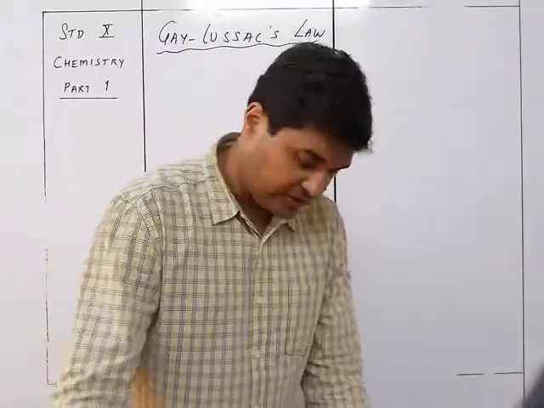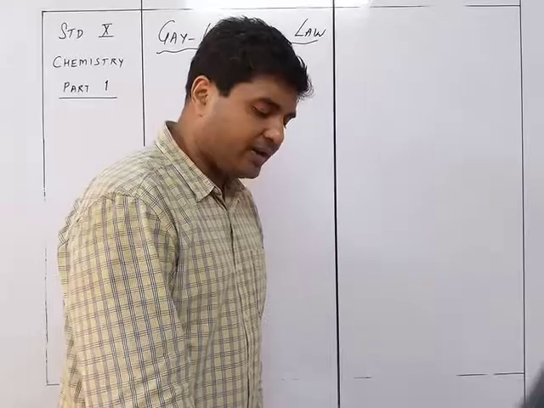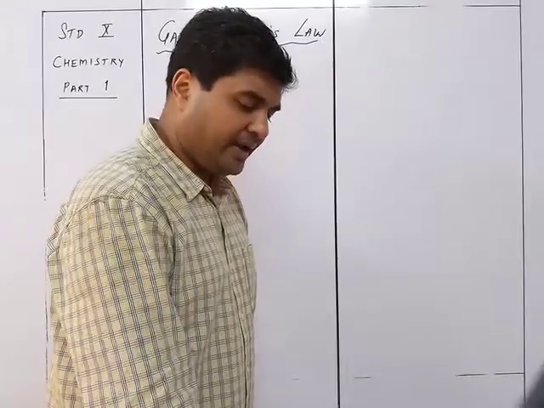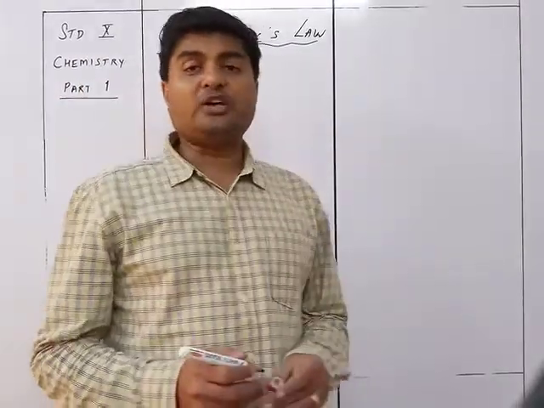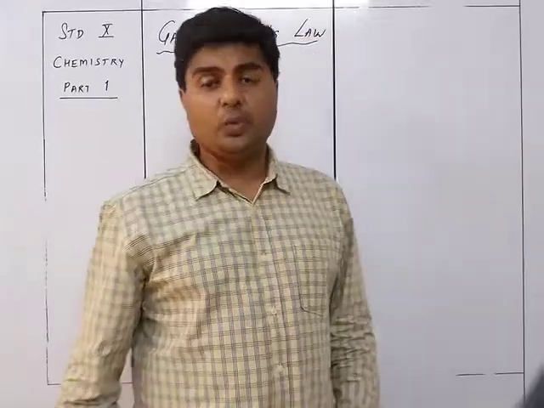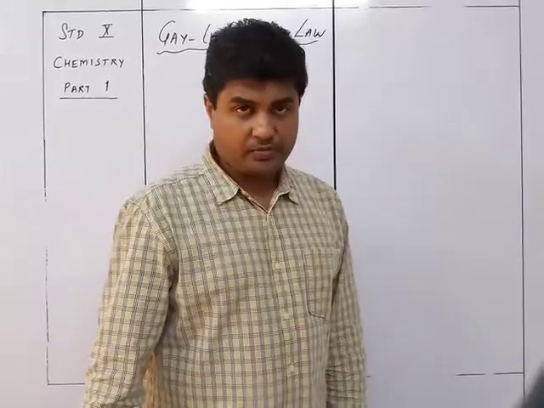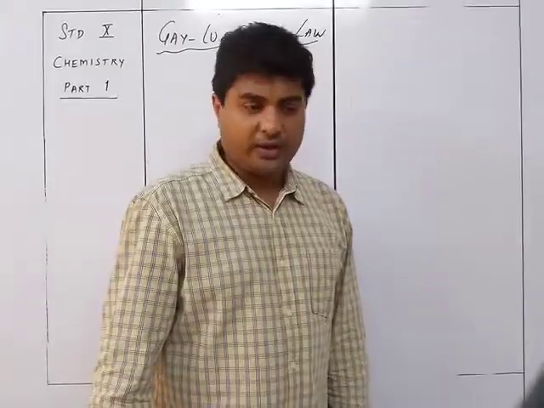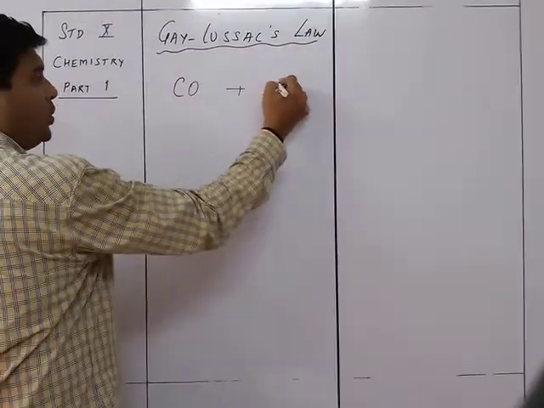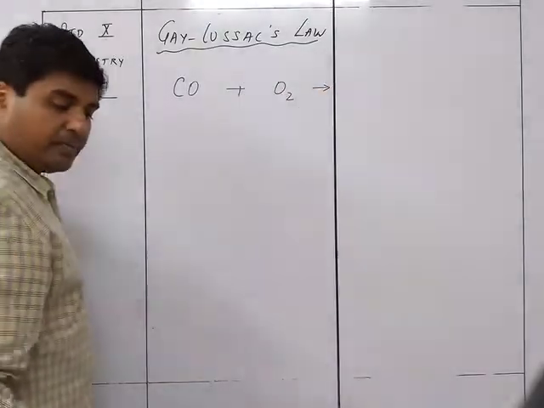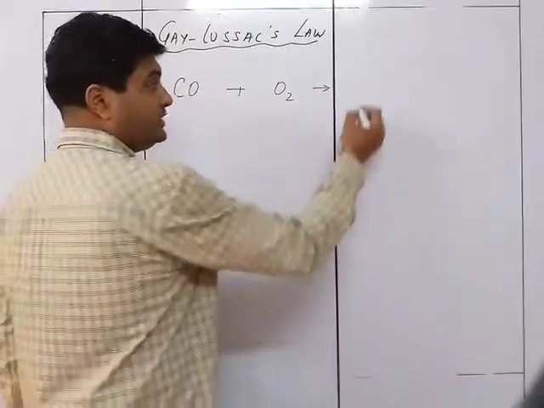The first question is: 450 centimeter cube of carbon monoxide and 200 centimeter cube of oxygen are mixed together and ignited. It is quite possible that they will not give you an equation over here. They just give you the reaction, and you have to frame the equation. So we have taken CO reacting with O2 to give the resultant compound, which will be CO2. Mixed together and ignited, of course we are going to get CO2.